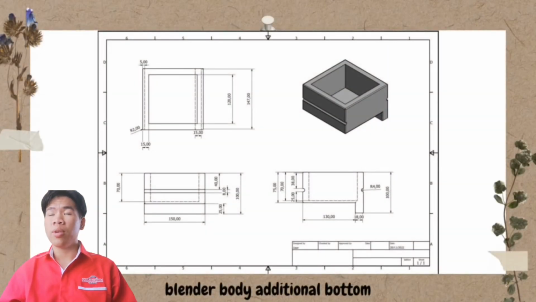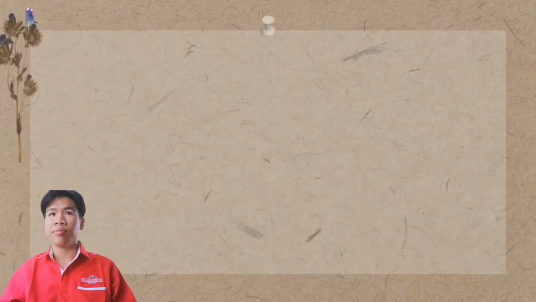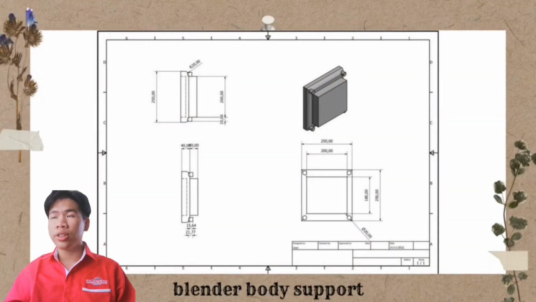Blender body additional bottom. The blender body additional bottom is an extra space to put things in, such as chili, food, or juice powder, anything that fits inside. And after that, the blender body supports. The blender body supports is the thing that holds the blade bottom and jug in one place. It is also placed on top of the blender body and connected around it with screws.